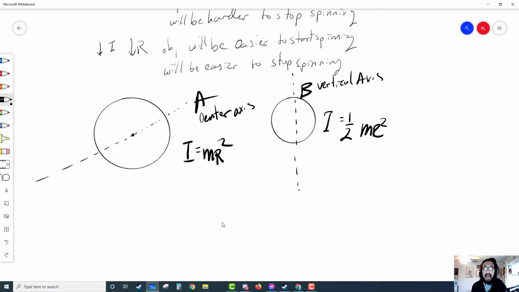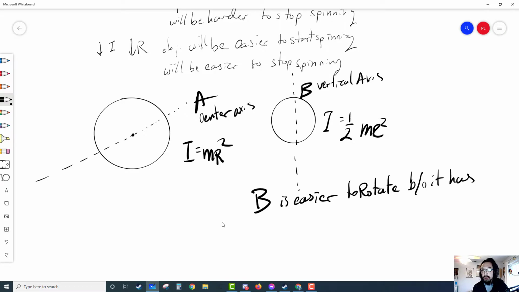Because this is 1/2 mr squared, this has half of the inertia compared to this, which has the full amount. So we can say that B is easier to rotate. In fact, I would say it is about 1/2 times easier, because it has 1/2 of the inertia.